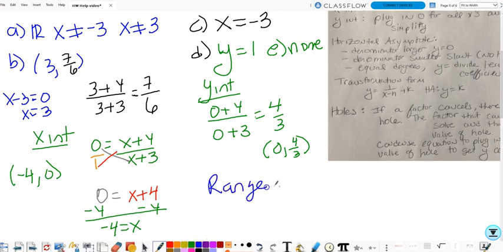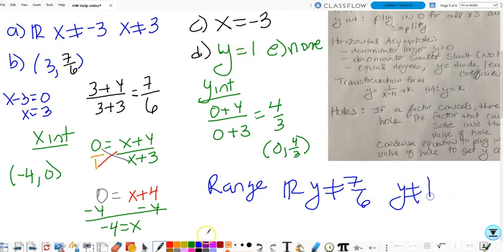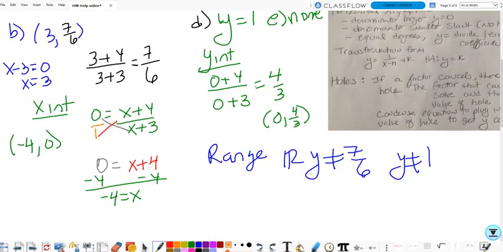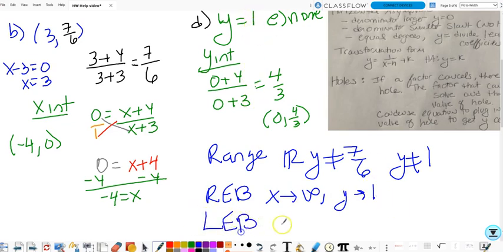Range. All real numbers. Y cannot be the y coordinate of the hole, and y cannot be the horizontal asymptote. Are you getting the hang of end behavior? Right end behavior: x goes to infinity, y goes to the horizontal asymptote. Left end behavior: x goes to negative infinity, y goes to the horizontal asymptote.